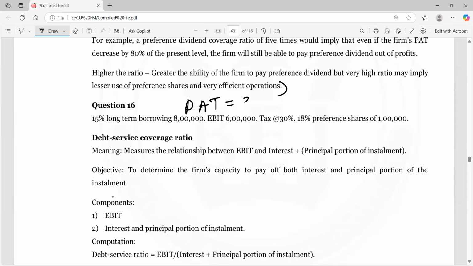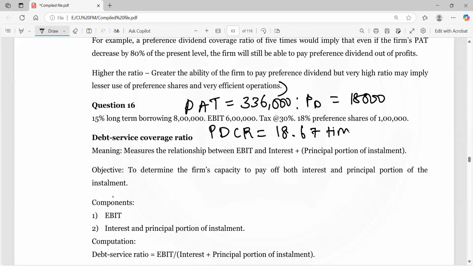So profit after tax is equal to 3,36,000. Preference dividend is how much? 18,000. So what is the preference dividend coverage ratio? 18.67 times. Clear? Any doubt in this?